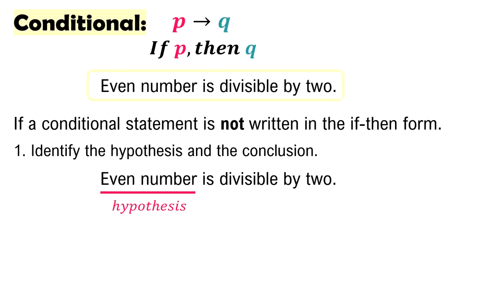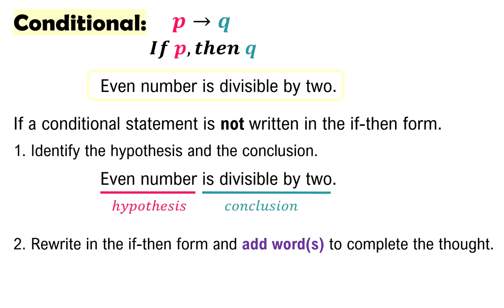Now, how do we get the conclusion? The conclusion is the predicate of our sentence. When we say predicate, it tells something about the subject, including the verb. So, our predicate is is divisible by 2. Therefore, this would be our conclusion.